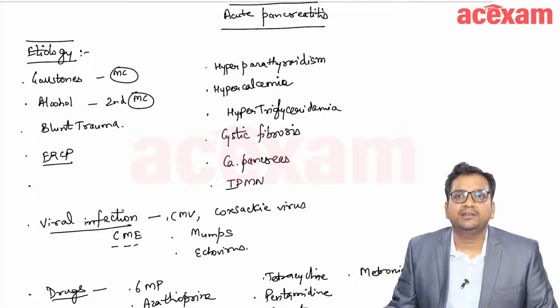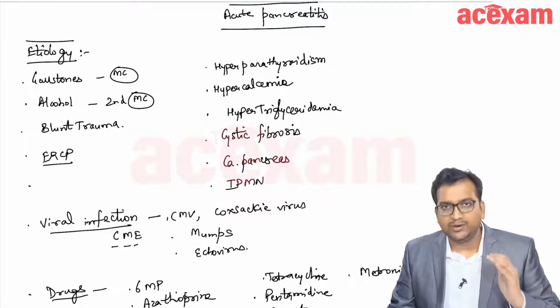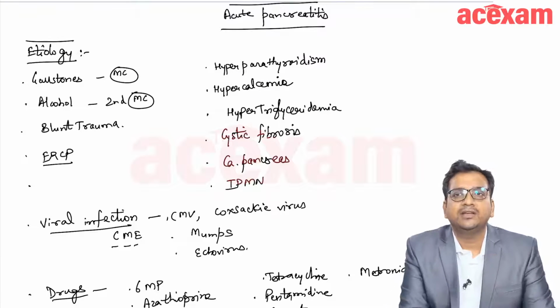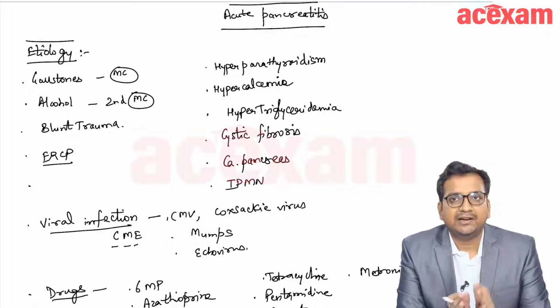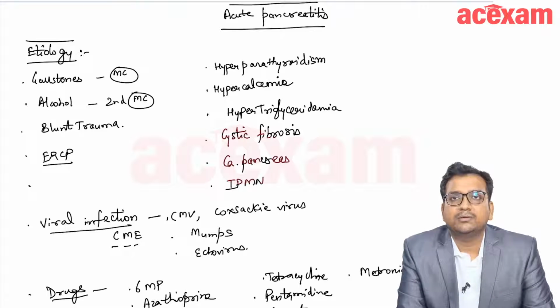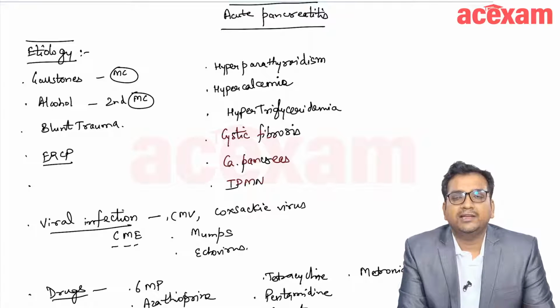A very important topic is acute pancreatitis. Now, what happens in acute pancreatitis? It can occur due to various causes. If there is damage to the pancreas for any reason, then there will be release of enzymes due to damage to the duct or acini of the pancreas.